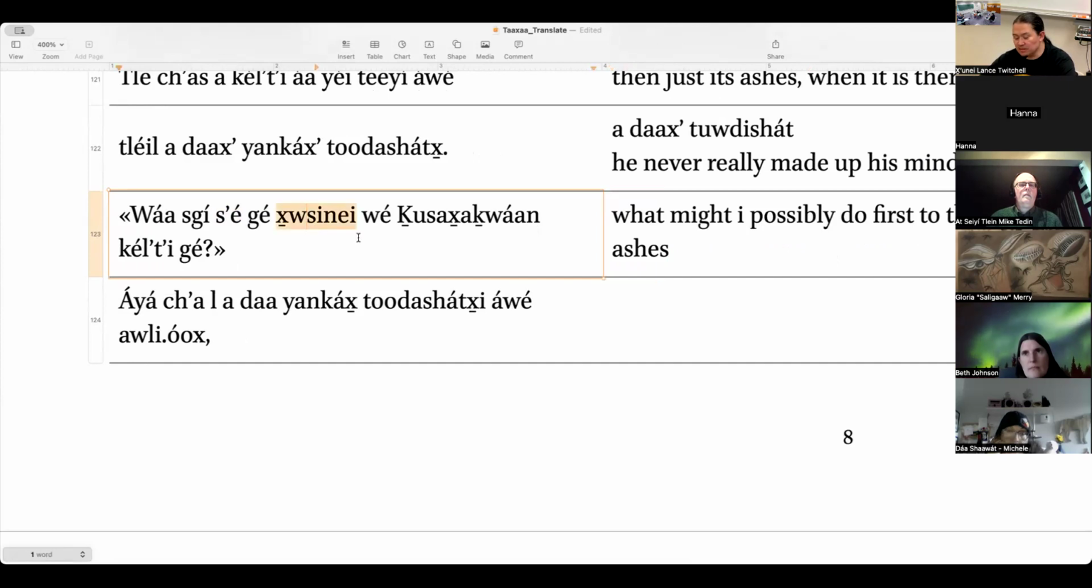Because when you've got this ausene verb right here, if you put an object in there, like if I said, waski tse ge irsene, what might I do first to you? Right? So when you say, yechatisene, you did it to me, you did that to me. So that's what he's talking about, doing something to these ashes.